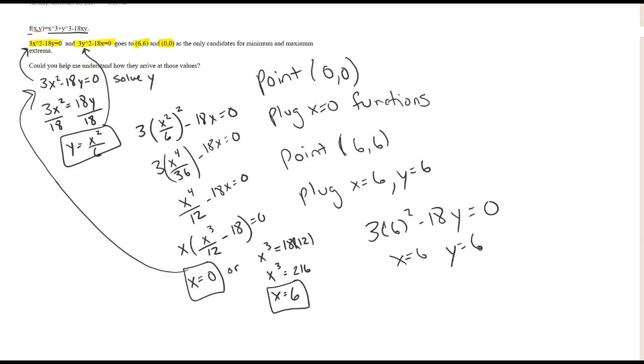You could also see that from plugging in x is 6: 6 squared over 6 is y. So that gives us 6. There are a few different ways to look at it to find the y value. You can plug it in from here, or plug it in from here, any of that is going to work. So that gives you the 2 points.